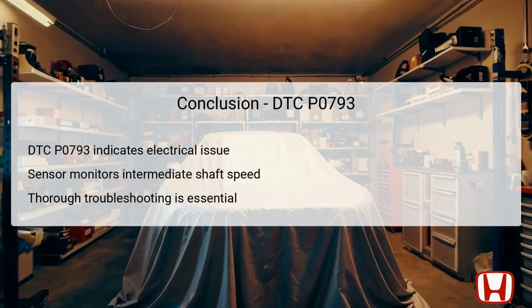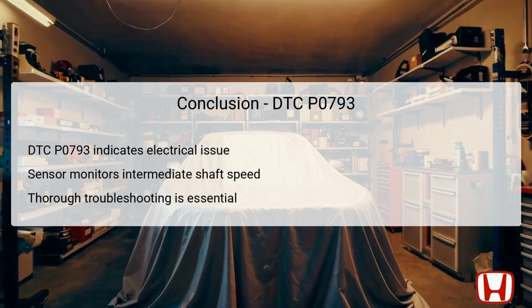In summary, DTC P0793 serves as a critical indicator of an electrical issue within the intermediate shaft speed sensor A circuit for the Honda Accord model years 2017 to 2023. This code highlights the importance of the sensor, which plays a vital role in ensuring that the transmission control module receives accurate speed data for optimal transmission performance.